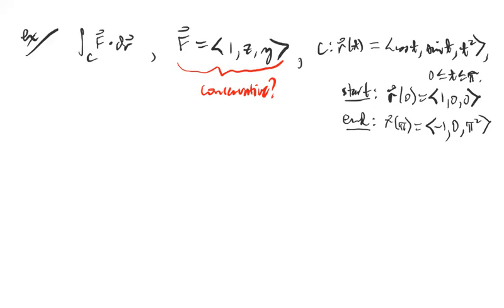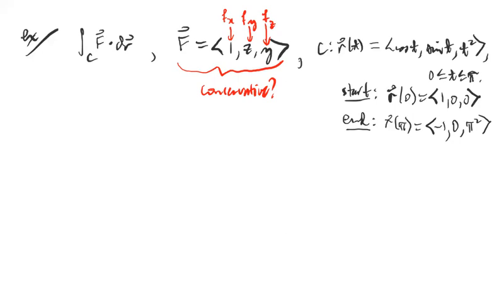If this were conservative, you know that the first coordinate would have to be the x derivative of a potential. The second coordinate would have to be the y derivative. And the third coordinate would have to be the z derivative of a potential, right? So this would have to be little f sub x, this would have to be little f sub y, and this would have to be little f sub z.